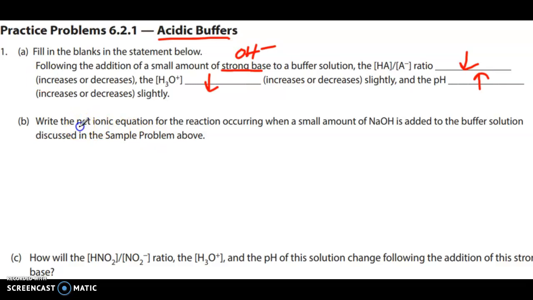So here we're writing the net ionic equation. Remember, that means we're removing our spectator ions. We're writing it out for a small sample of NaOH being added to the buffer that is discussed in sample problem 6.2.1. I'll write out what the original one was here. This was with nitrous acid.